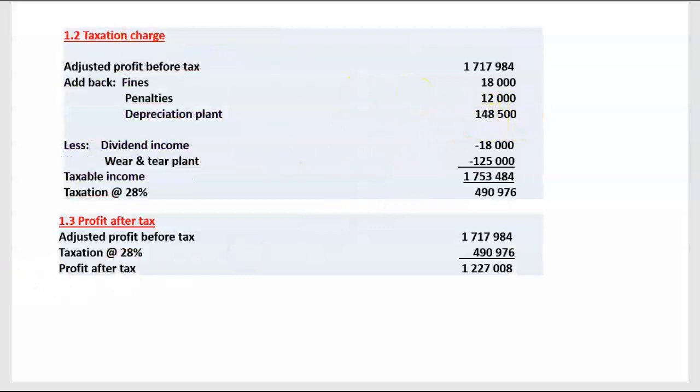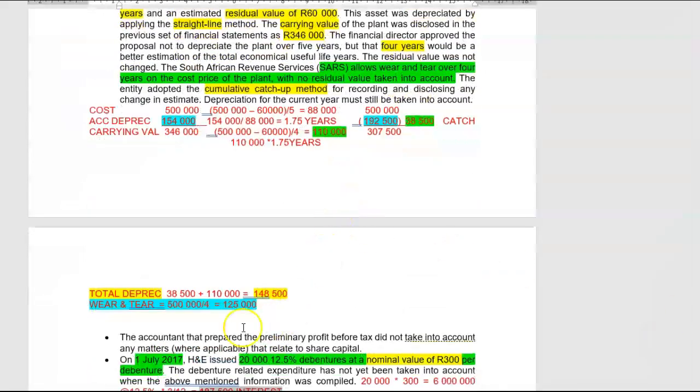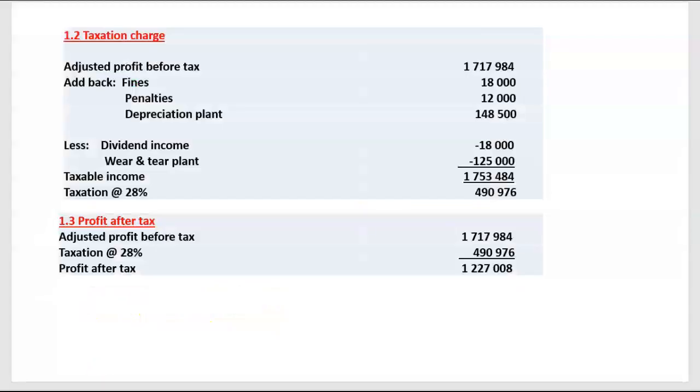And then we have to deduct the wear and tear allowance. Now we've calculated the wear and tear allowance. There it is, 125,000 rand. So here we're going to subtract the wear and tear allowance of 125,000 to arrive at our taxable income. Guys, I cannot stress this enough.